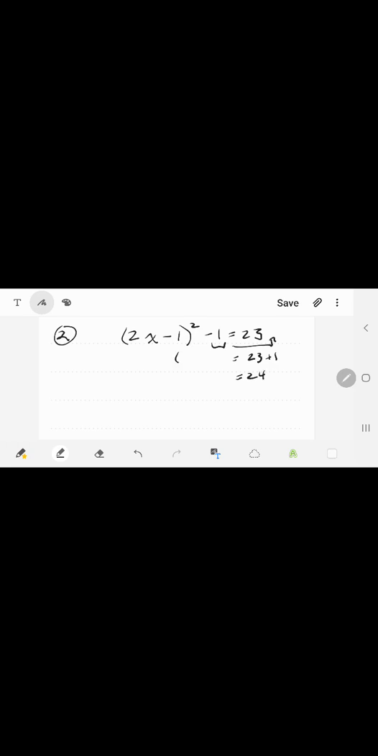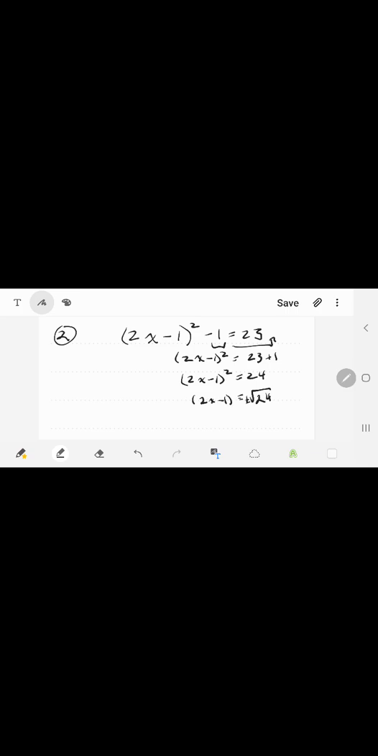And we're just going to copy down the 2x minus 1 squared, which is what's left over on the one side. So now that I've got 2x minus 1 squared, I'm just going to square root it. So you get the square root of 24, and that doesn't come out nice. So we're going to leave that as plus or minus the square root of 24. And so we're left with 2x minus 1 is equal to that.